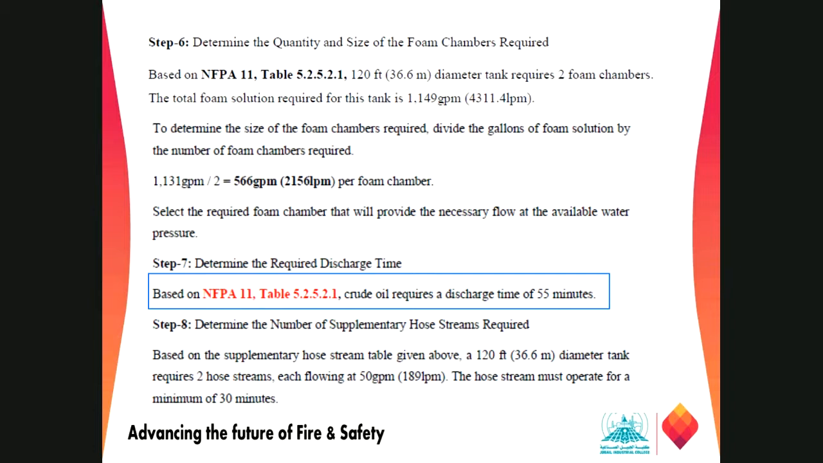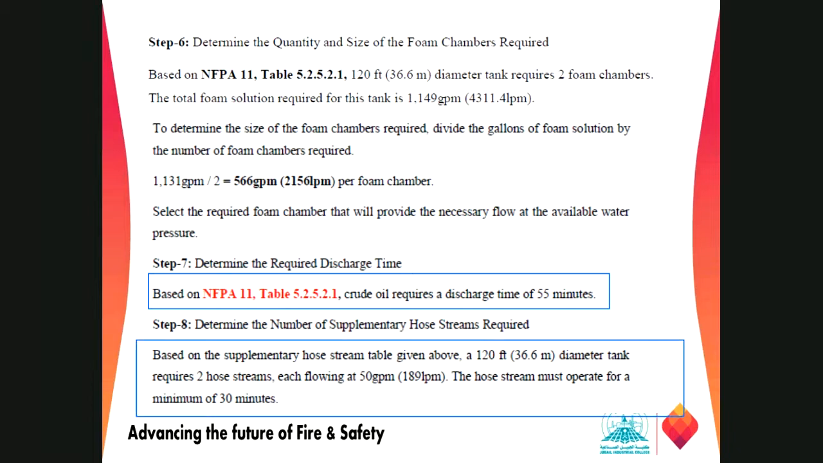This must flow for the fixed fire protection system, and we also have to add the manual fire protection system for those applications, those monitors or hose streams from the nearby manual fire protection equipment or fire hydrant. So based on the supplementary hose table, for 120 feet diameter tanks, we need two hose streams, from two sides, which can provide 50 GPM flow for 30 minutes. 50 GPM flow means foam water solution. We are talking about the foam water solution for 30 minutes to fight the fire manually.